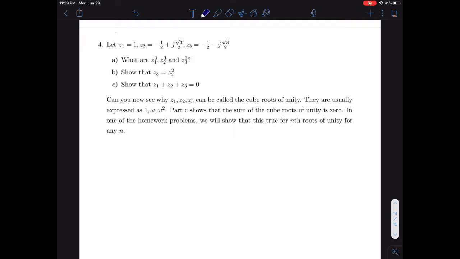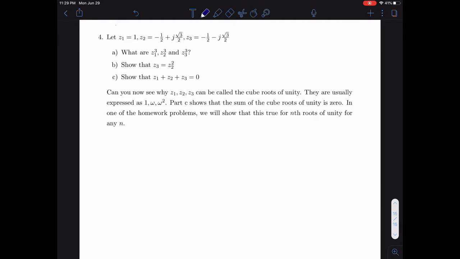Let us now look at question number 4. Here we are given three complex numbers z1, z2 and z3. For the first part, we need to find z1 cube, z2 cube and z3 cube. So z1 here is 1, hence z1 cube would just be 1.